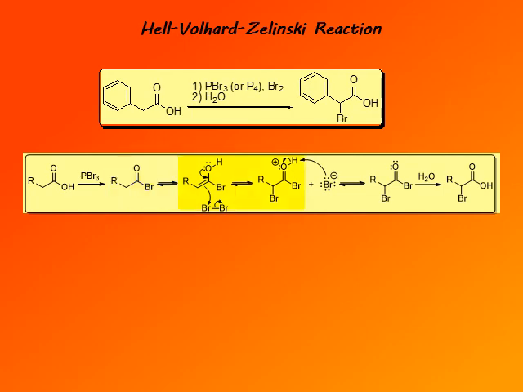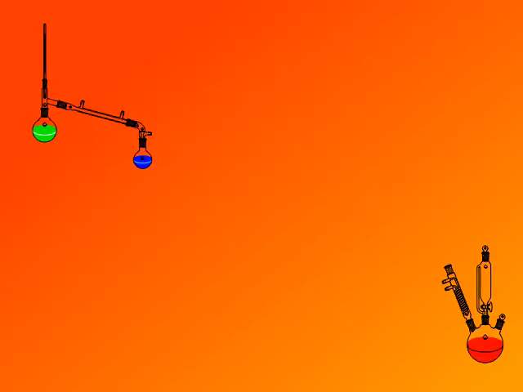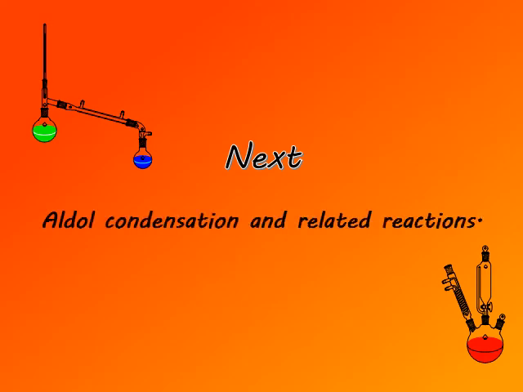The result is formation of the corresponding oxonium ion, which is deprotonated by bromide anion released in the previous step. And we end up with this as a product. We have acyl bromide that is substituted in alpha position by bromine. Now, when we add water, water will hydrolyze acyl bromide to corresponding carboxylic acid, and product is alpha bromo carboxylic acid. This completes first part of chapter on alpha substitution of carbonyl compounds, and then next we are going to continue study of alpha substitution by examining aldol condensation and related reactions.